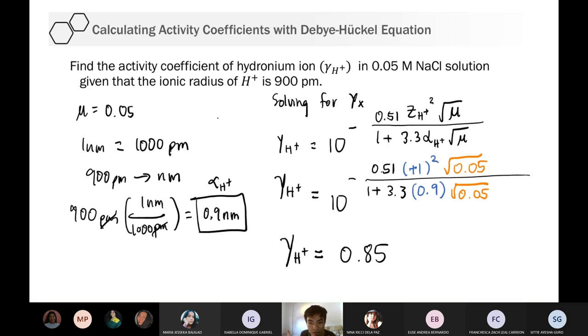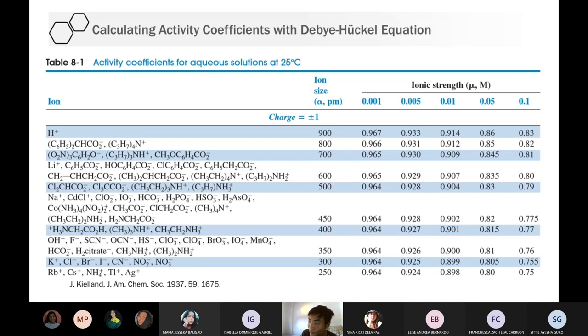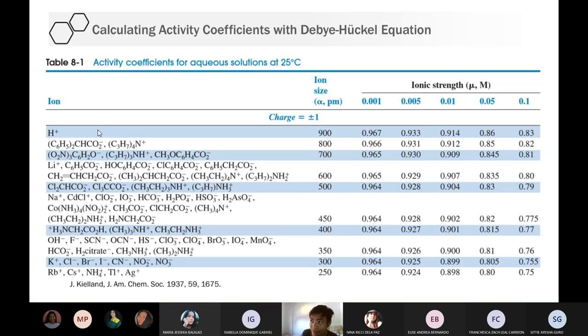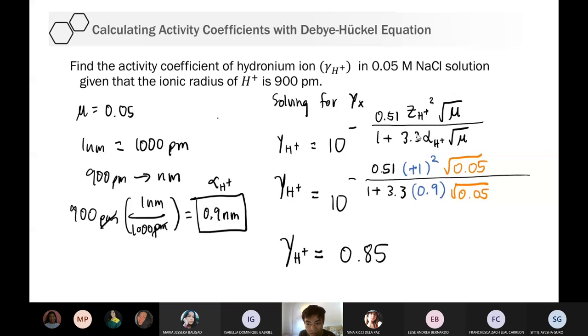Ano na lang kailangan mo gawin? Alamin mo yung ionic strength, then dun sa ionic strength mo, malalaman mo na yung corresponding gamma values. Okay? So, these are our ions. Hanapin mo lang dyan yung ion mo. Hanapin mo kung anong ionic strength meron ka. And whatever is written down here, that's your gamma. Yun na yun. Okay? So, hindi mo na kailangan pahirapan sarili mo sa mga logarithm na yan.